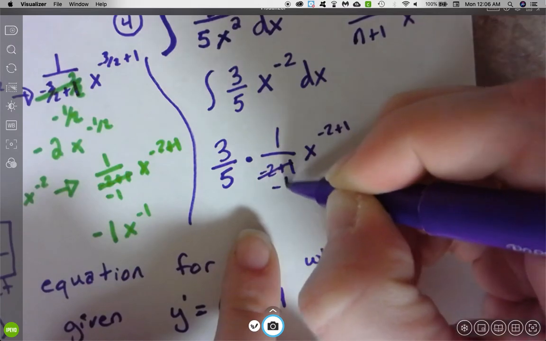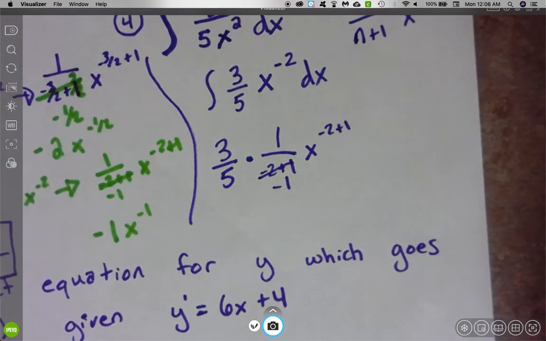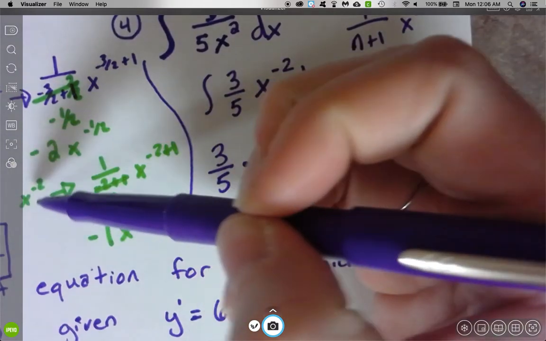I think we just did this problem, didn't we? Yeah, right here. We were finding the antiderivative of x to the negative 2. Whatever.